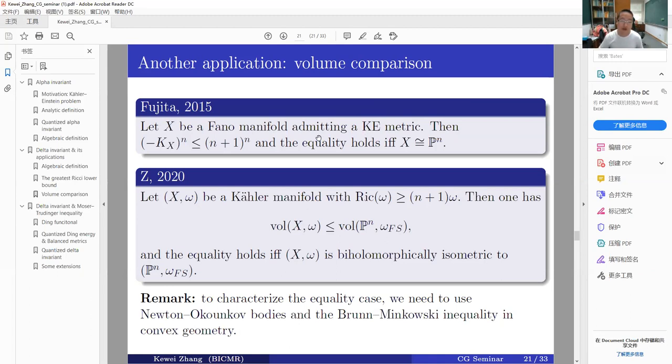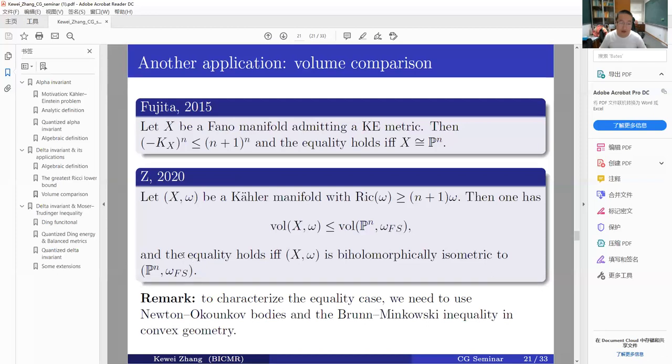Based on this result, I did some extension. I removed this Kahler-Einstein equation; I just need this lower bound of the Ricci curvature. And also I don't need this omega to lie in any cohomology class of line bundles. This omega can be any transcendental Kahler class, and then the same result holds as well. The volume of your manifold cannot be bigger than the volume of the projective space.